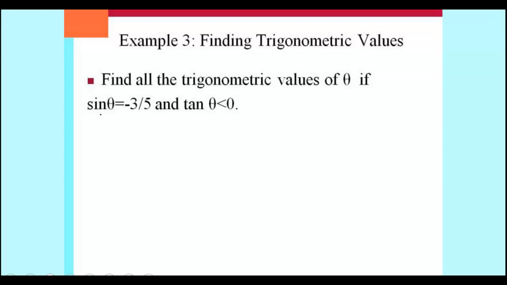That's why we are then given the tangent value. So the tangent is also negative. Well, tangent is negative in 2 and 4. So the only quadrant in which they overlap is 4. So that means that this point is in quadrant 4.